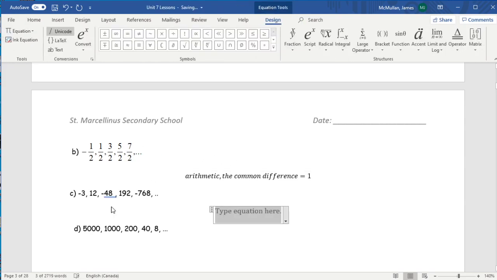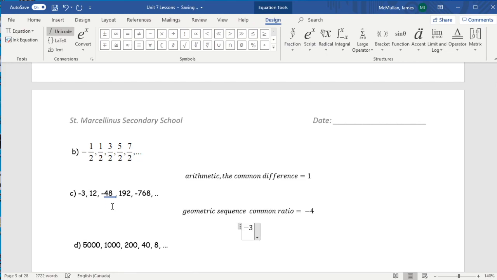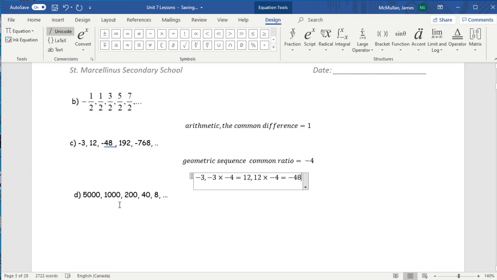This one is a geometric sequence, and the common ratio is negative 4. Start with negative 3, then go negative 3 times negative 4, and you get 12, which is the next term. Then you do 12 times negative 4, and you get negative 48, which is the next term, and so on. So every time you're just multiplying by negative 4.